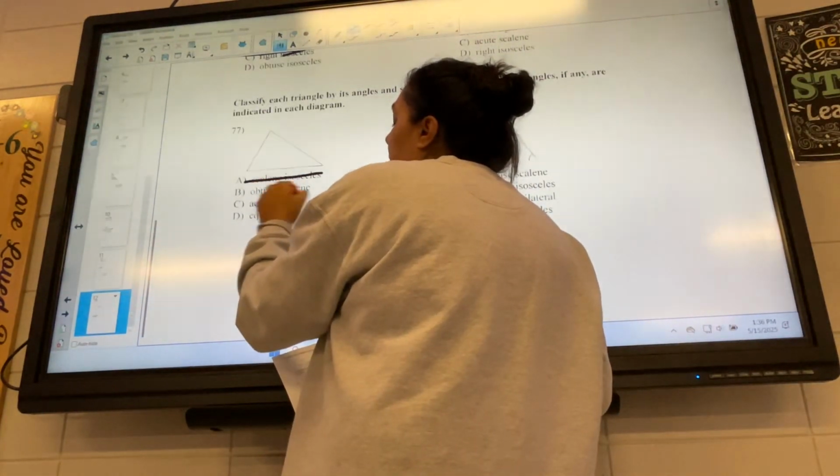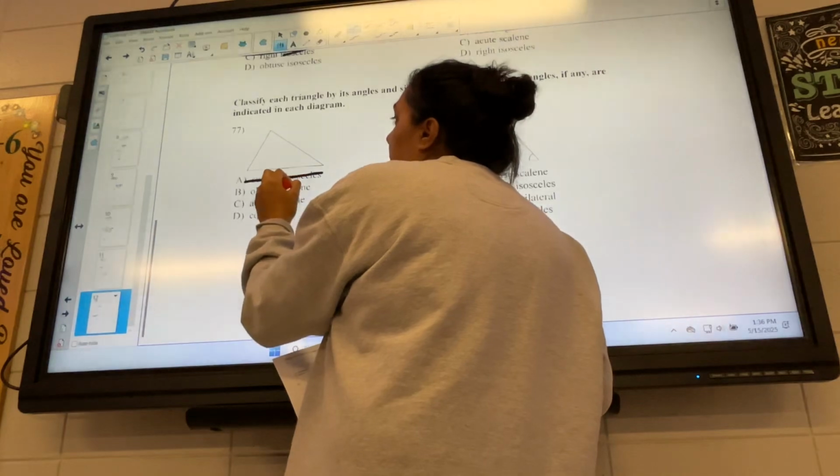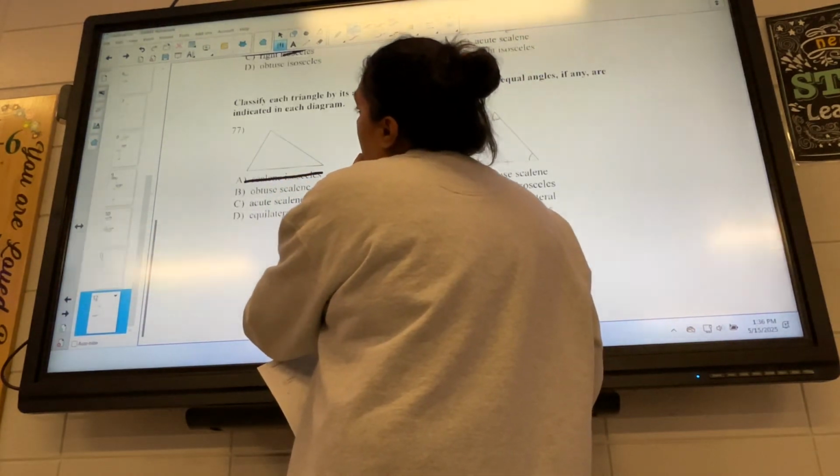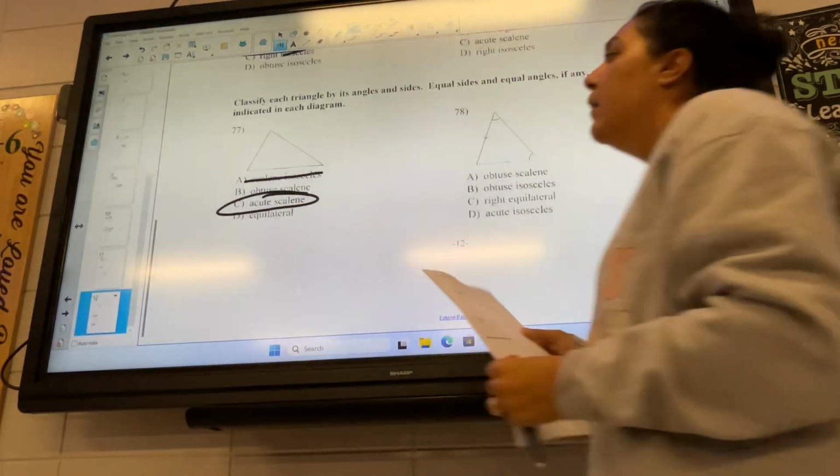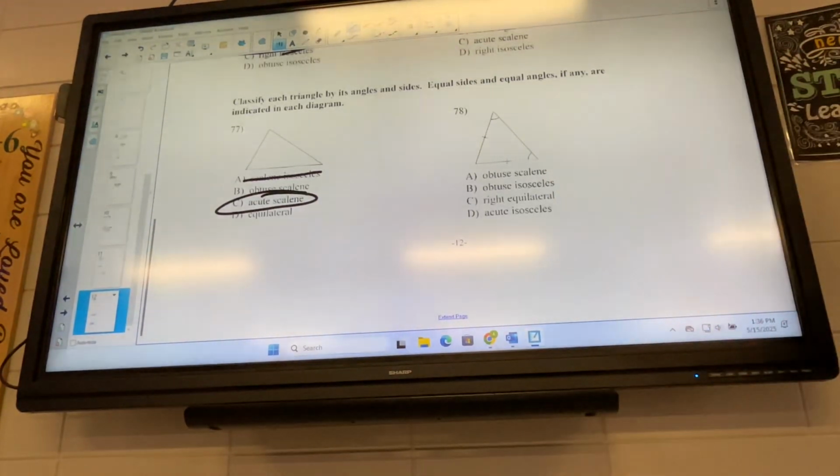But it is a scalene. Okay. And so it's gonna be an obtuse. No, an acute. It's acute. Okay. None of the sides are marked, so we know that it's a scalene.